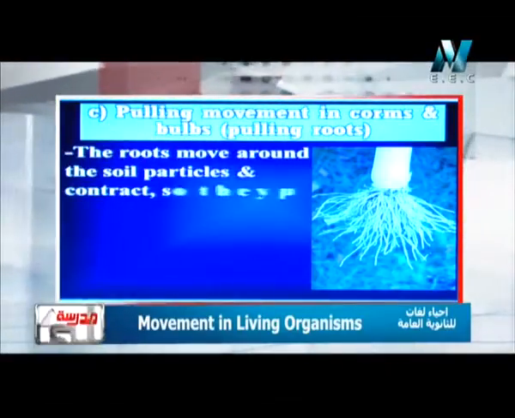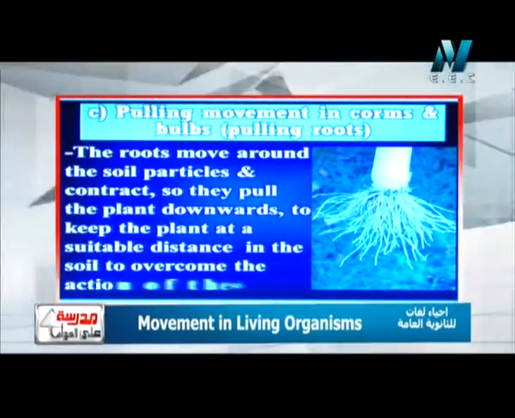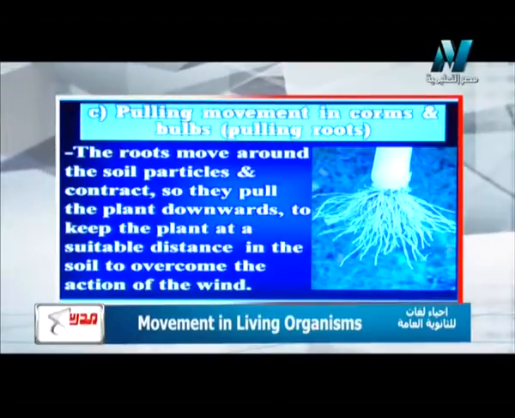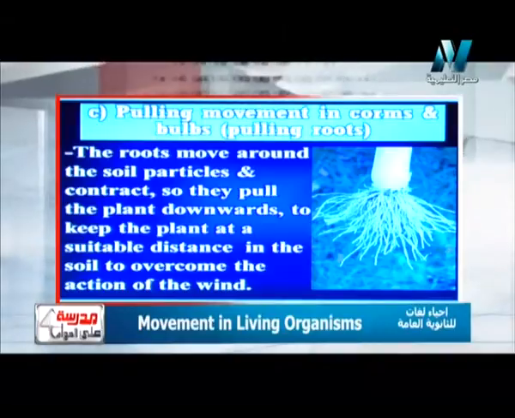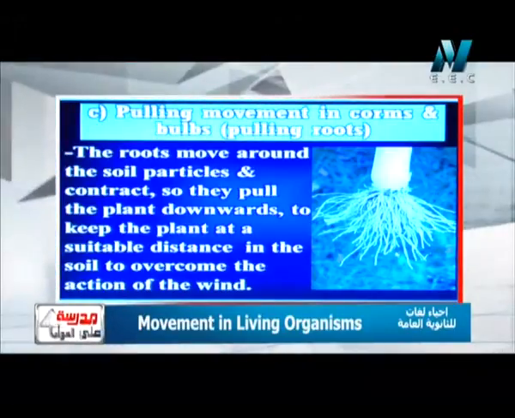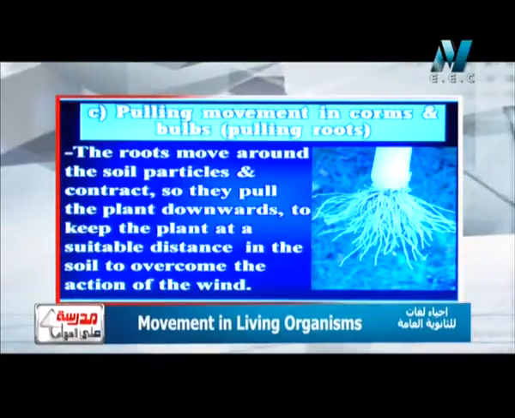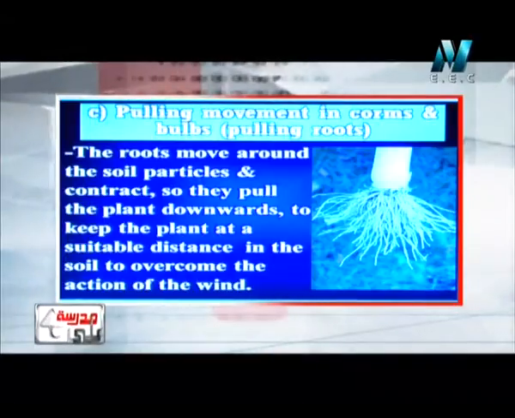The roots move around the soil particles and contact, so they pull the plant downwards to keep the plant at a suitable distance in the soil to overcome the action of the wind. So these parts of roots wander around the soil particles, their length decreases, so that pulls the plant downward to keep the plant at a suitable distance to overcome the action of the wind.